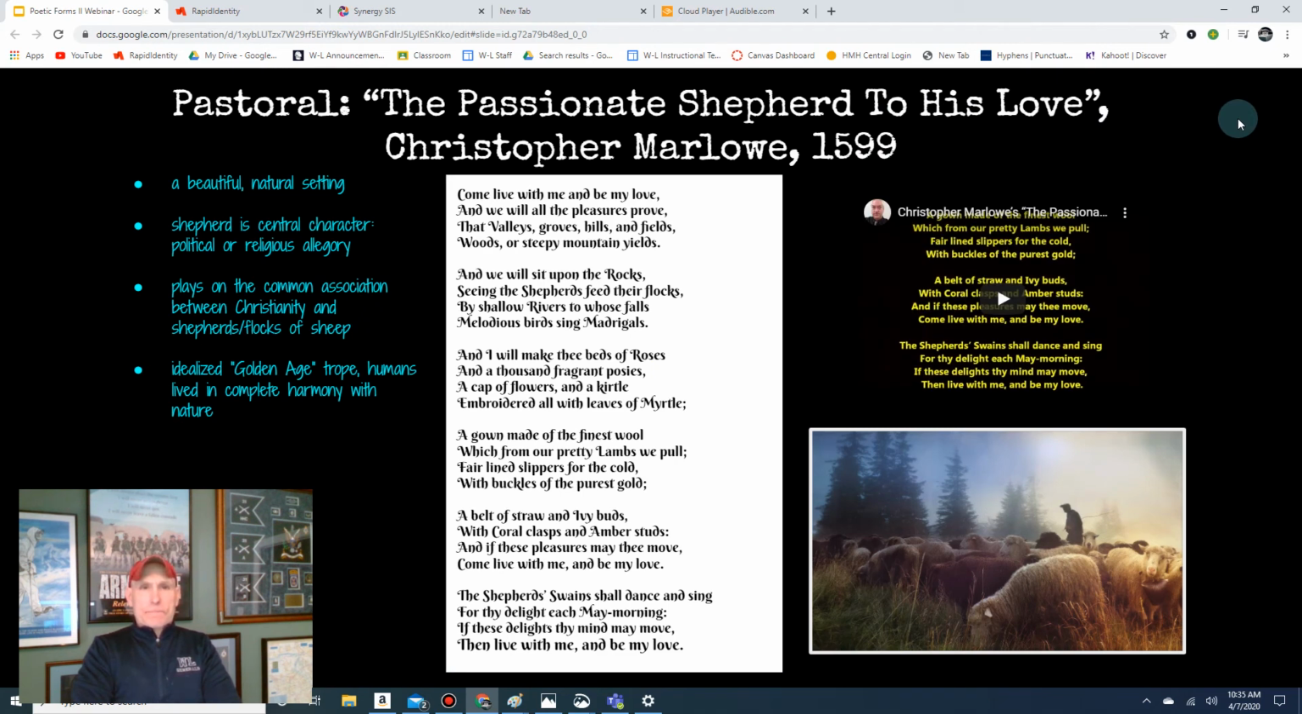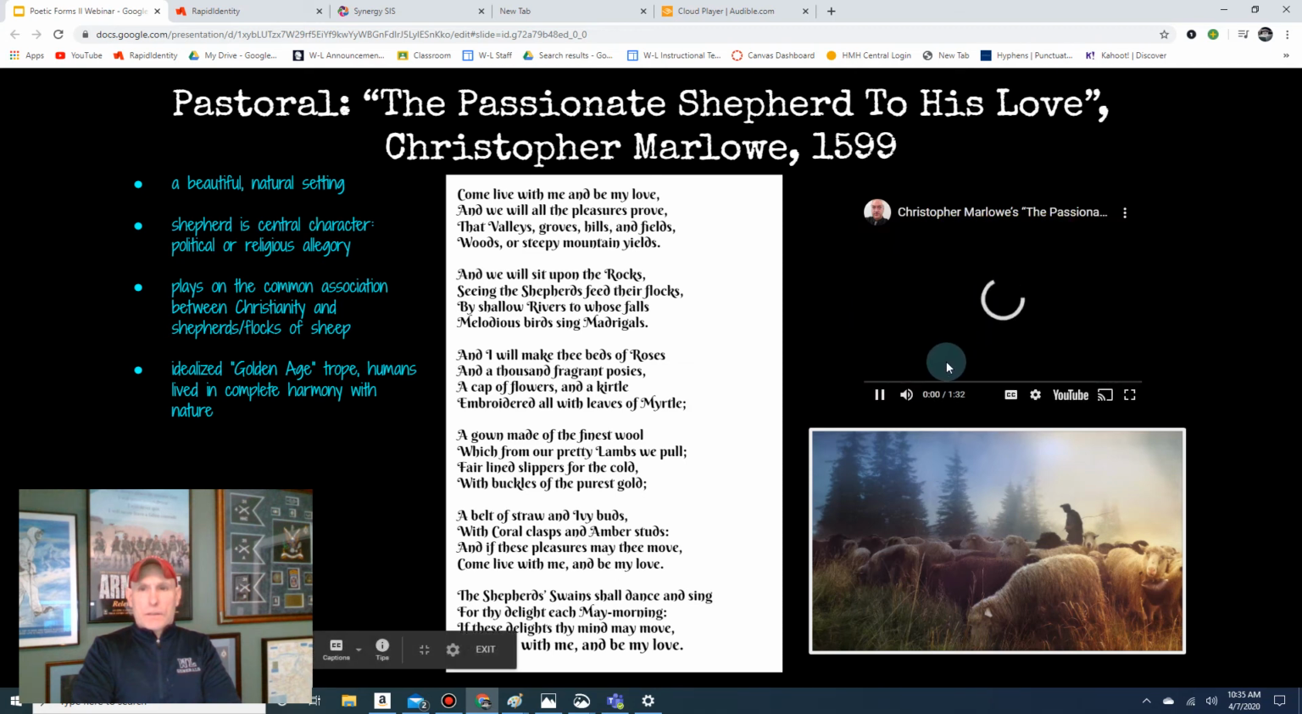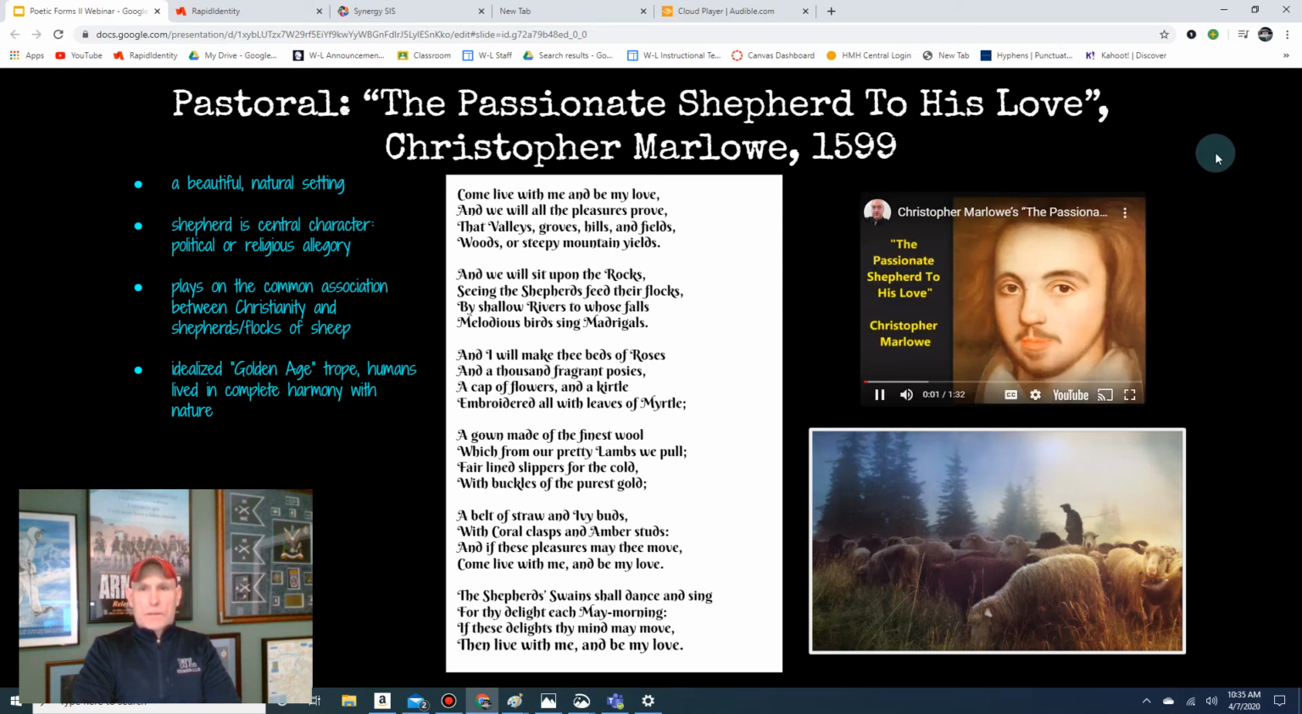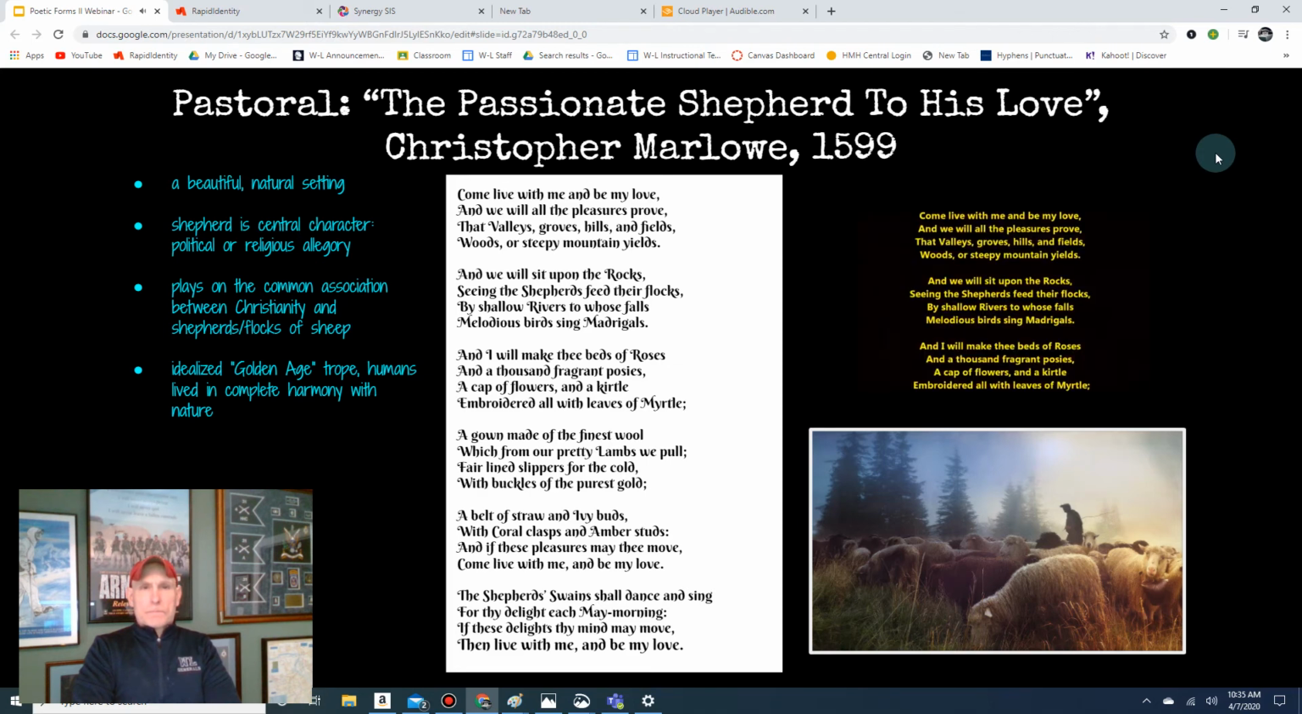Pastoral poetry. Let's begin with the poem Christopher Marlowe's The Passionate Shepherd to His Love from 1599. Marlowe was a contemporary of William Shakespeare, and this is his pastoral. The Passionate Shepherd to His Love by Christopher Marlowe.